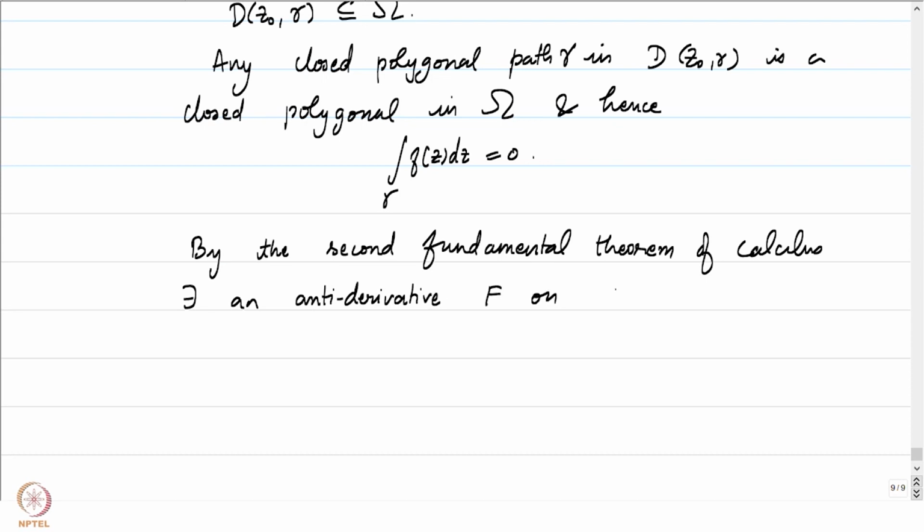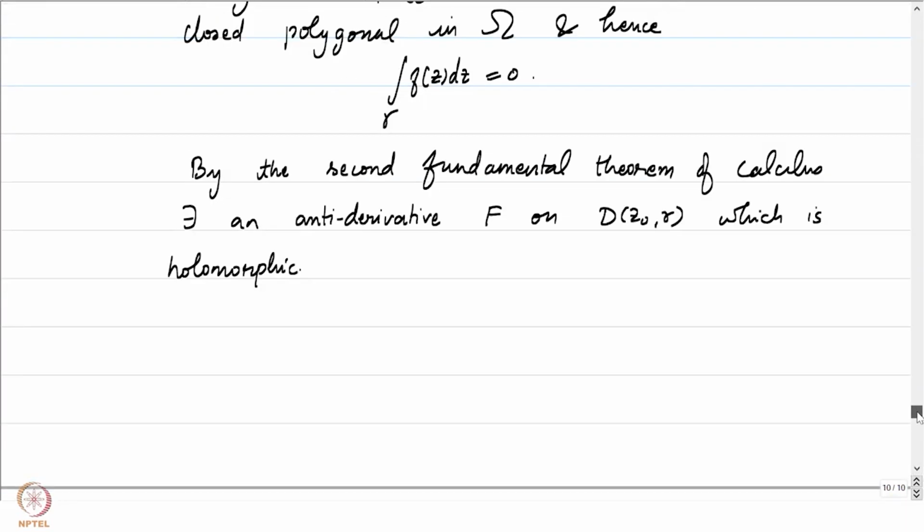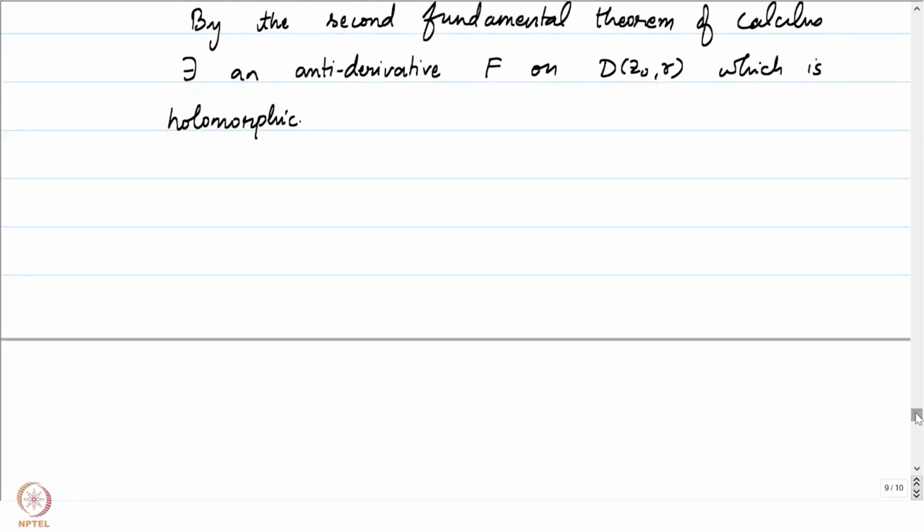Capital F on dz0 r, which is holomorphic. Till now we have not done anything new, we have just used the second fundamental theorem of calculus. But now is where we are going to use the knowledge which we have just gained. Holomorphic functions, because they are complex analytic, we will hence be able to conclude that its derivative is also going to be a holomorphic function.